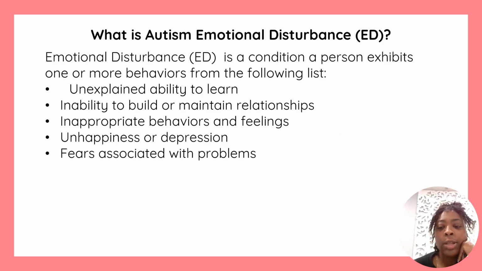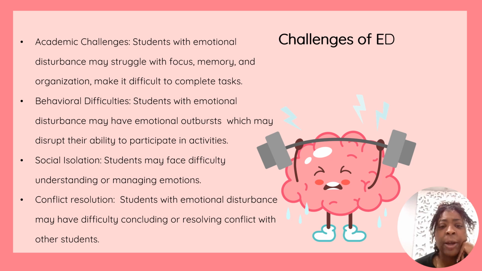So let's go on to emotional disturbance. Emotional disturbance is a condition where a person exhibits one or more behaviors from a long list. So you can have an unexplained inability to learn, inability to build or maintain relationships, inappropriate behaviors or feelings, unhappiness or sadness or depression, and fears associated with problems. So just some basic things there.